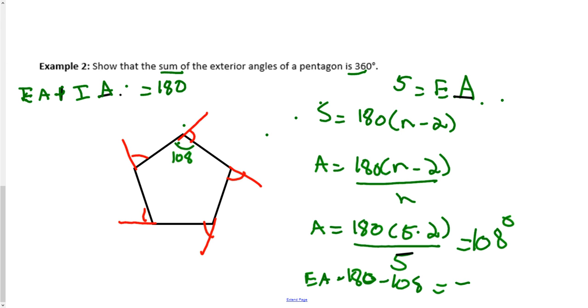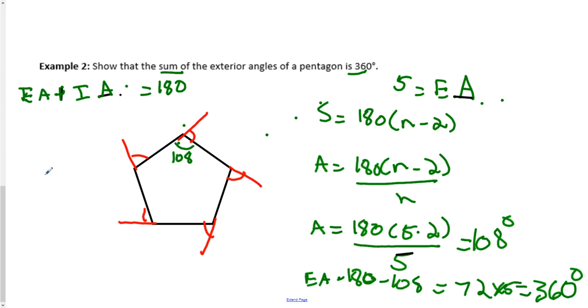Which is just 72 degrees. So now I want to show that the sum of all the angles is going to be 360. So hopefully if I go 72 times 5, because I have 5 exterior angles, look at that. 360 degrees. This system works. I love it when it works out quite nice like that.